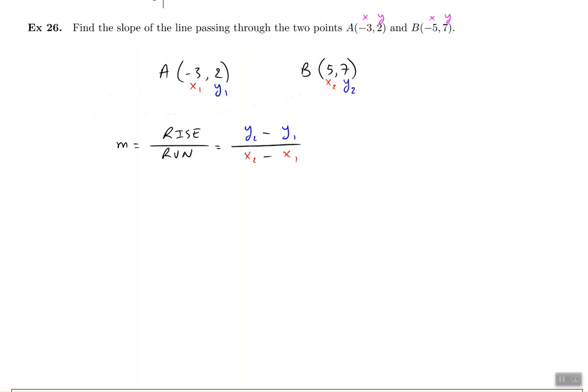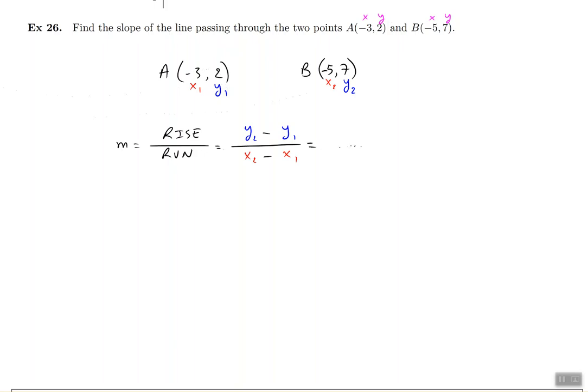Now remember, there's nothing sacred about the -3, 2 or -5 and 7. They could be any numbers they want. As long as you choose A to be x1, then the 2 has to be the y1, but you can also go and call the -3 x2, in which case the 2 would be y2.